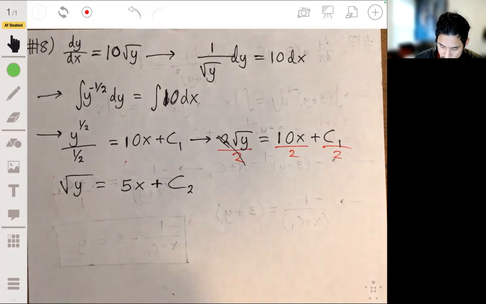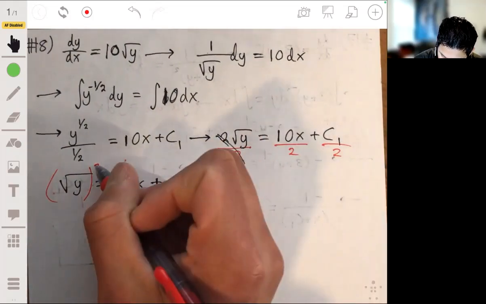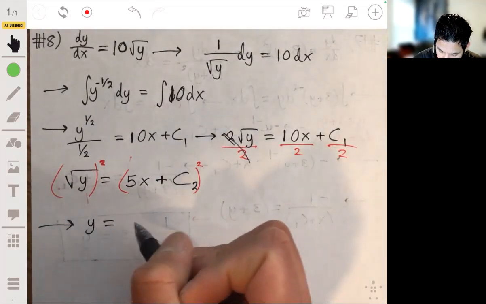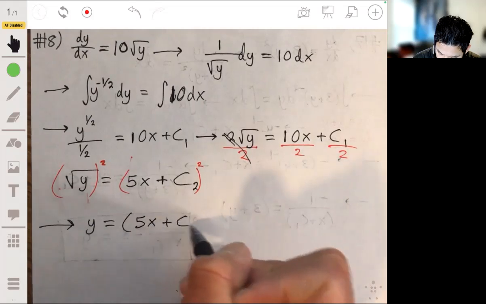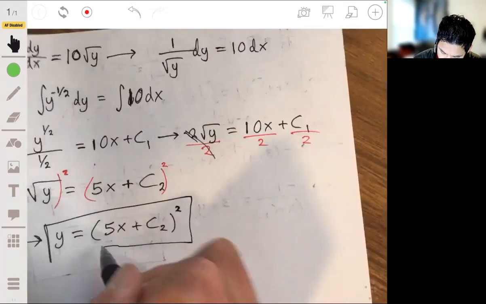And now we just have to square both sides to undo the square root. And then we'll get y is equal to 5x plus c2 all to the second power as our general solution.